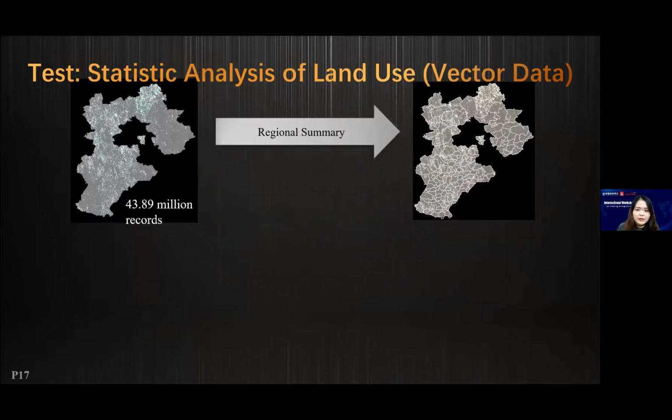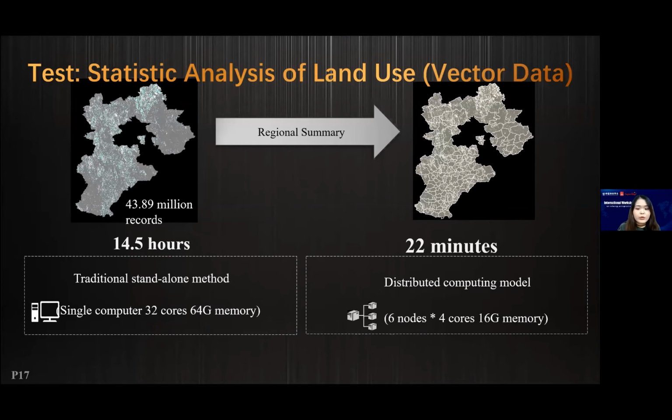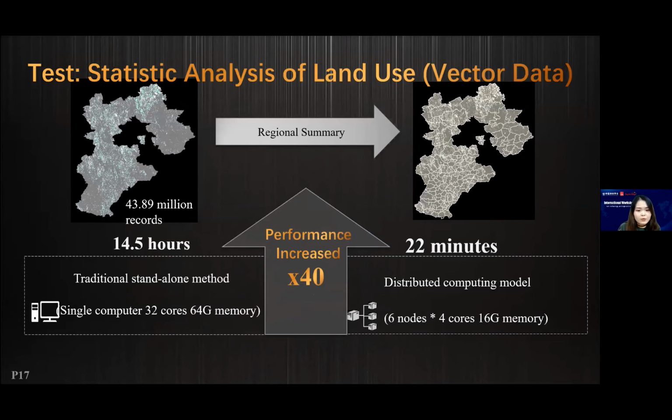We also did a test. Here are 44 million land use records. We did a regional summary. With the traditional standalone method, it takes 14.5 hours. But with the distributed computing model, it takes only 22 minutes, which is a 40 times performance increase.